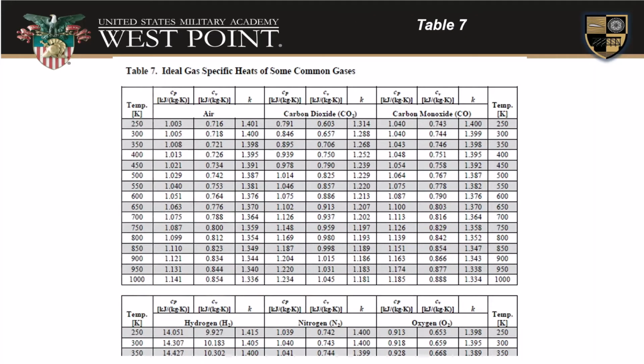Moving on, let's look at the tables that we talked about in video 2. Table 7, we have our ideal gas specific heats of our common gases. And you can see the actual values of your specific heat at constant pressure or constant volume and our specific heat ratio k for your different temperature ranges and your different gases.